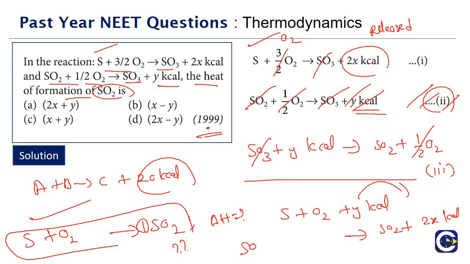What are you going to have? S plus O2 gives rise to what? SO2 plus 2X minus Y kilocalories. Means what is that heat of formation? It is 2X minus Y. So basically we are just trying to follow how we will arrange the given two equations to arrive at the equation representing the formation of SO2. What is the equation representing the formation of SO2? The equation that represents getting 1 mole of SO2 from sulfur and oxygen gas.